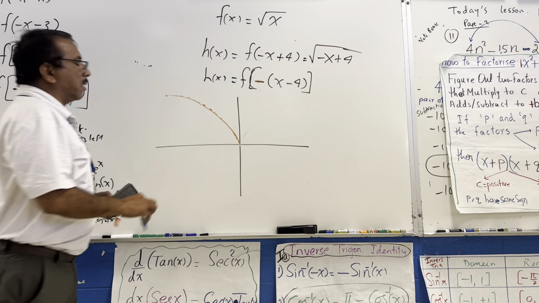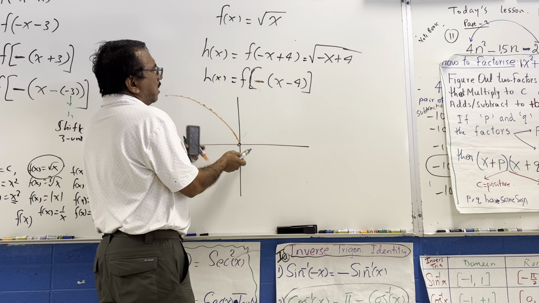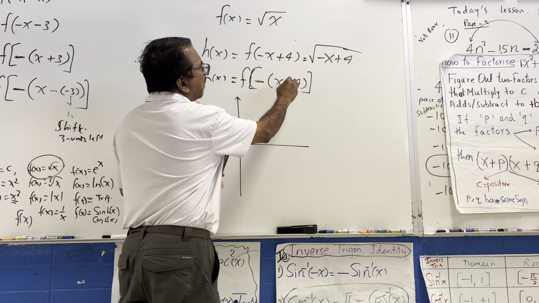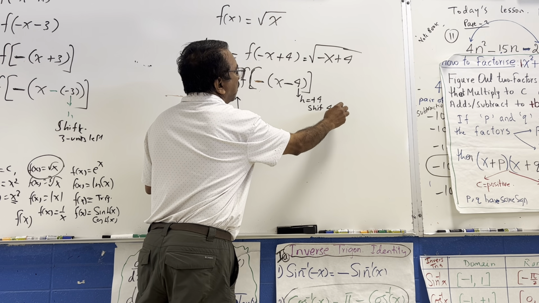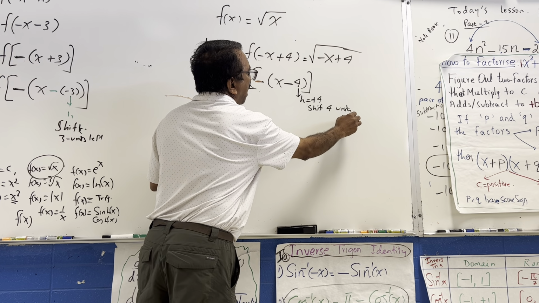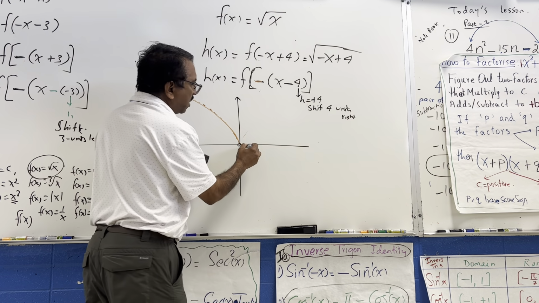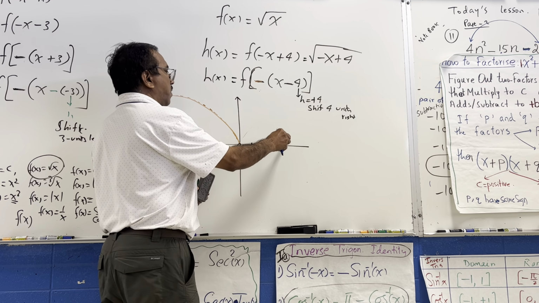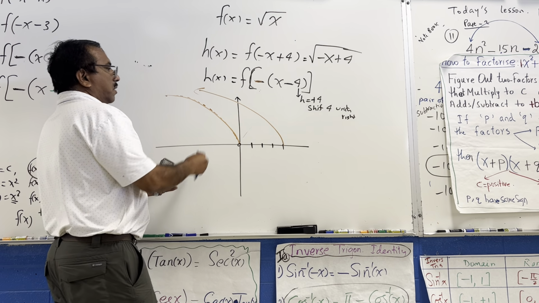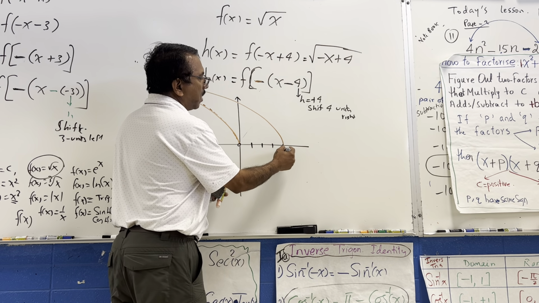And you can see first you reflect over the y-axis, and then there's a minus 4. This is the h, which is plus 4. That means you shift 4 units right. So this thing goes 1, 2, 3, and 4. And the new graph will be something like this. And the question is, how do we know this is really true?